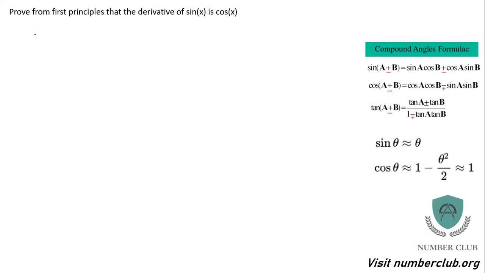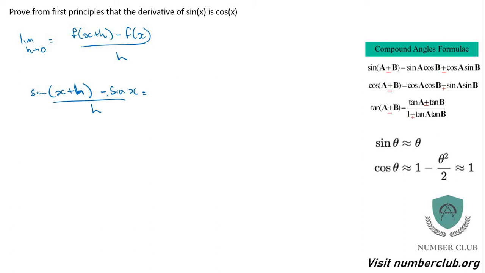Now, the differentiation from first principles involves you saying that you've got some small, tiny value of h, which approaches 0, then f of x plus h minus f of x all over h will be your derivative. Okay, that'll be what you get for your derivative. So let's start off with sine of x. So we have sine of x plus h minus sine of x all over h.